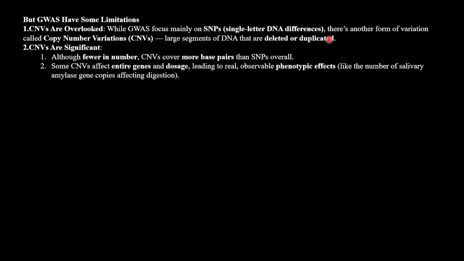But GWAS, genome-wide association studies, have certain limitations because they overlook the CNVs. If you are not aware of the CNVs, please go and look at my previous lectures. I have explained them in the DNA polymorphism lecture. CNVs are copy number variants. So either the whole gene we are talking about, or a larger segment of the gene.